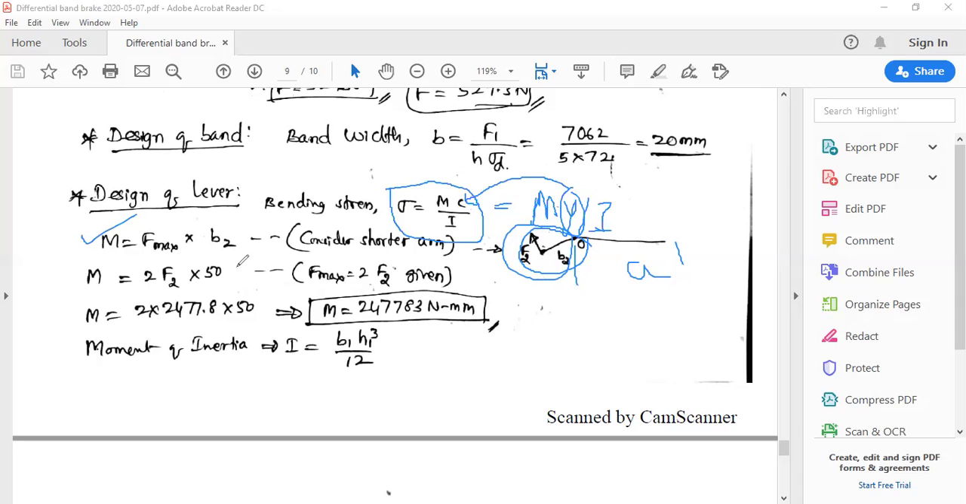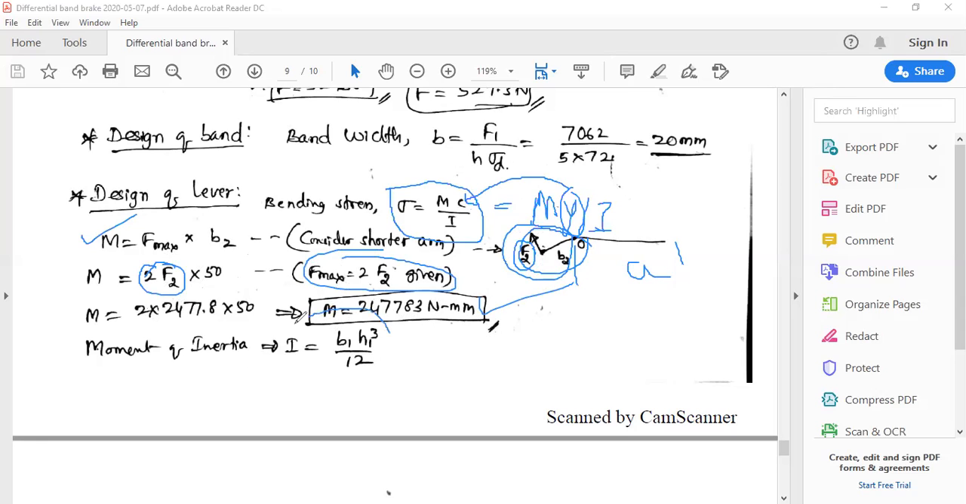So what is F max? Either F1 or F2. Now here it is F2. But what is given? It is given that the maximum force is twice the force given here, which is to be substituted. So twice that particular force is the maximum force. So this is the maximum bending moment that we are getting, that is 247783 Newton mm.